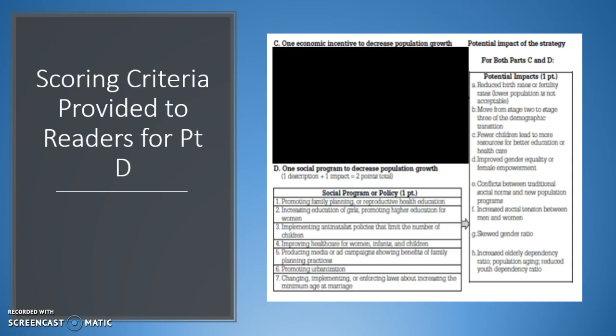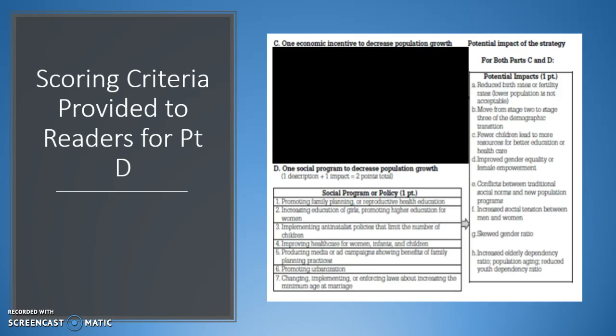2, increasing education for girls, promoting higher education for women, which again is separate from and different than reproductive health education. Okay, 3, implementing anti-natalist policies that limit the number of children. The most common response with that one was the one-child policy in China, and this was right around the time they changed it, if not maybe a little bit before, but I think it was just after.